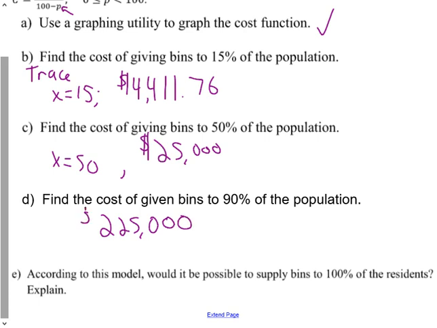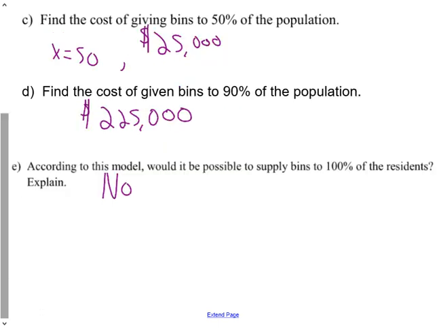So quite more expensive for that last 40% than the first 50%. If you look at it, 200,000 for the last 40. According to this model, is it possible to supply to 100%? Looking right up top, the top little part you can see over 100 minus P. The answer would be no, because the 100 is going to be a vertical asymptote. We'll say P equals 100, even though my graph was that, right? It's going to be a vertical asymptote based on the equation.